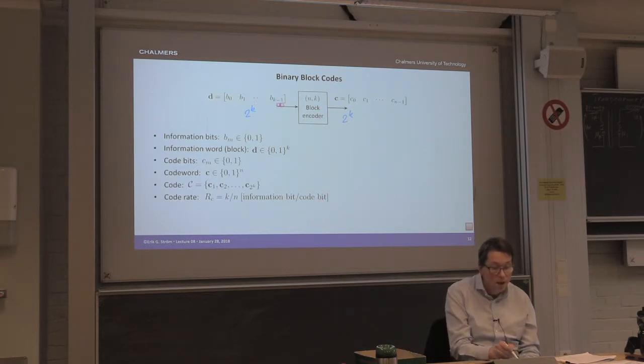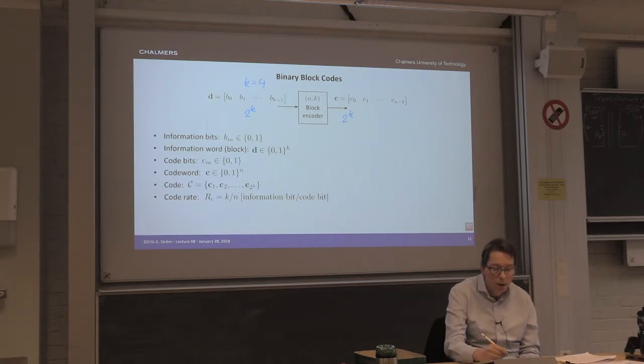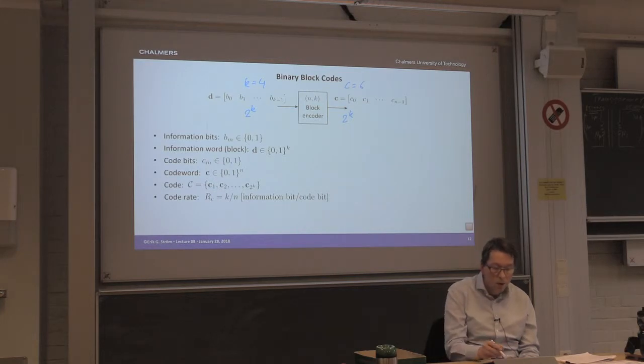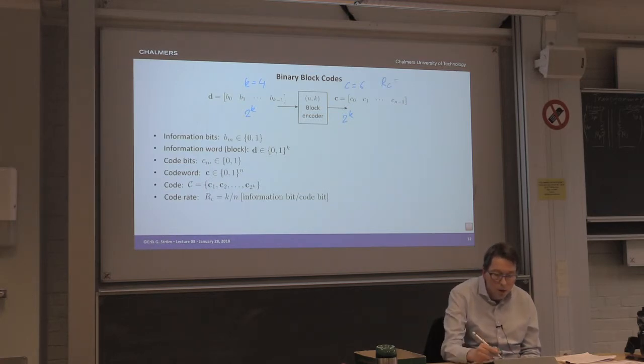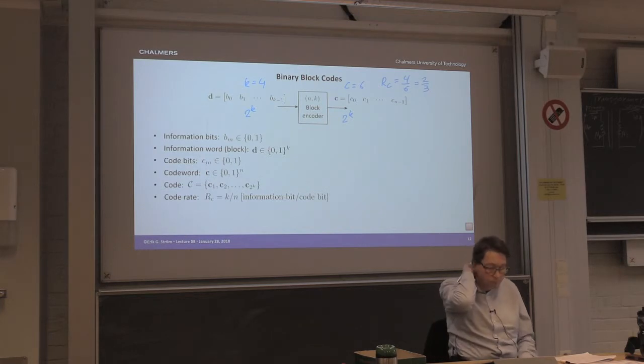So if we have, say, 4 input bits, say that k is equal to 4 and n is equal to 6, then we know that each code word carries exactly 4 bits. Right? Because for each 4-bit pattern there is a code word out consisting of 6 bits, but it carries only 4 information bits. And in this case the code rate is 4 divided by 6, or 2 divided by 3, 2/3 in this particular example.